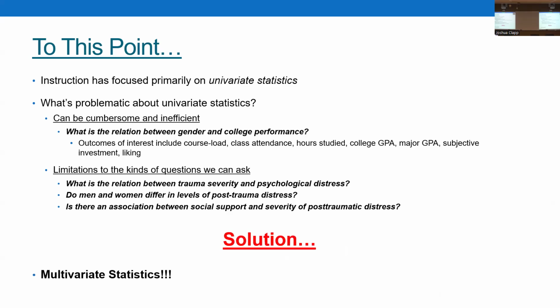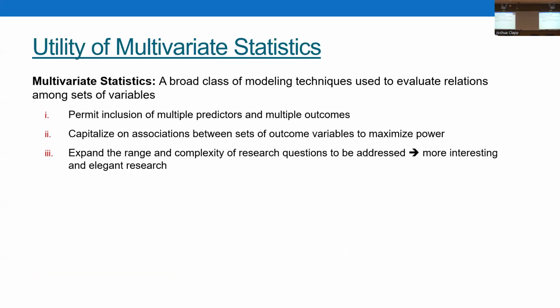Our solution here is going to be leveling up into some multivariate statistics. Multivariate statistics is a broad class of modeling techniques, and what we can start to do here is look at sets of variables. I can have multiple predictors and multiple outcomes depending on what model I'm using. And this starts to become really cool: I can look at associations between outcome variables to start to increase my power.